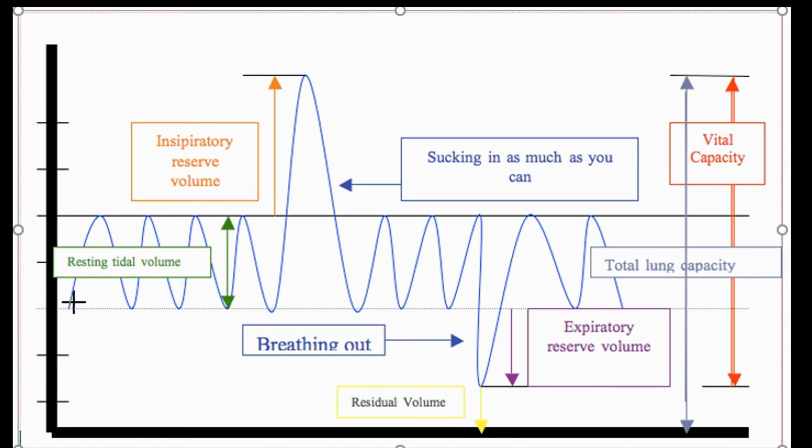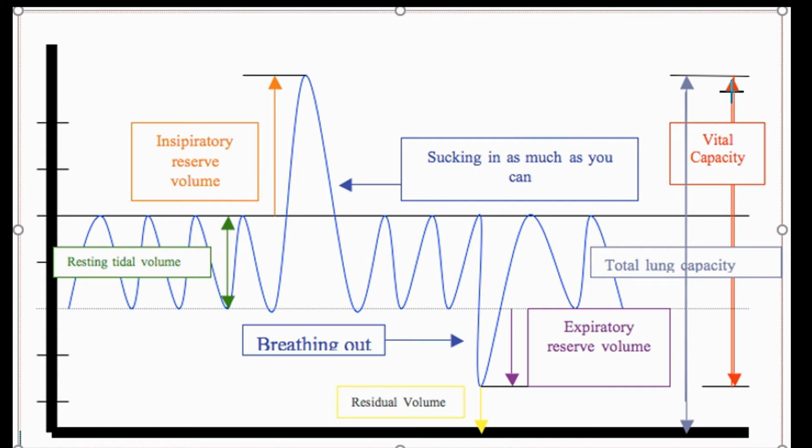If this person was to be exercising, so if they're at rest here and suddenly started exercising, the lines would get a lot closer together because breathing rate has increased, so there's more breaths, and they'd also get longer in size due to deeper breaths being taken in and out. So breathing rate and breathing depth would increase.